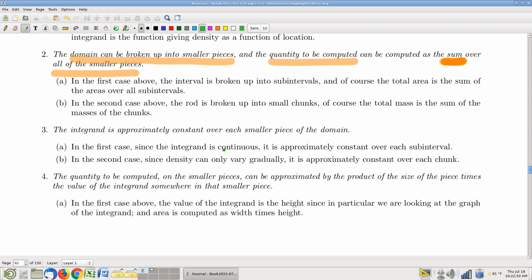that's a detail. Second big point, the thing that you're computing on the smaller pieces needs to have a particular algebraic structure. It needs to be a product. It needs to be size times some function. So specifically, on each smaller piece, the quantity in question has to be proportional to the size, and the other factor in the product has to be some function that you can identify.